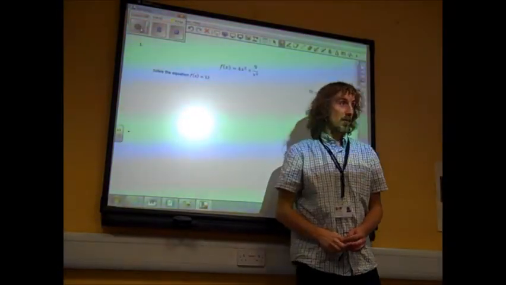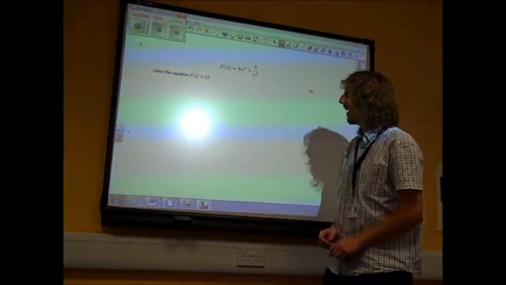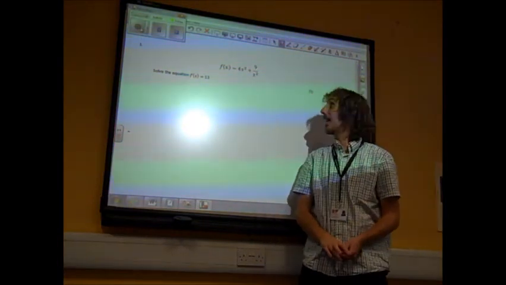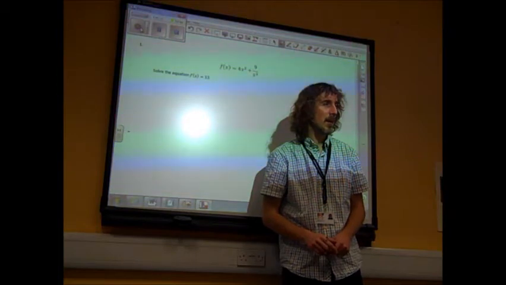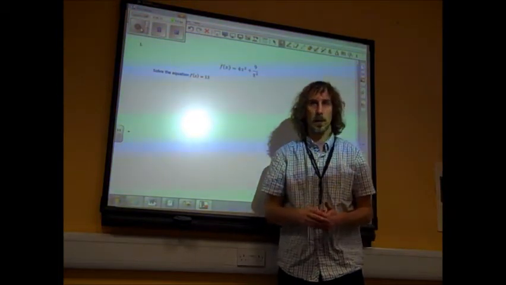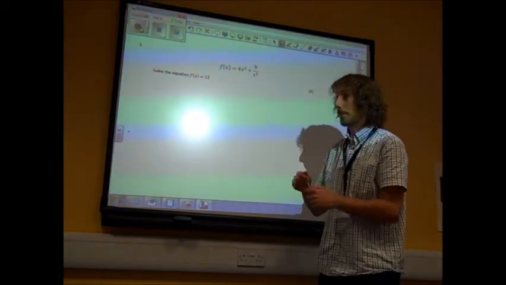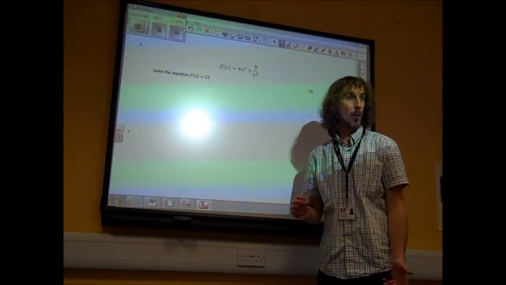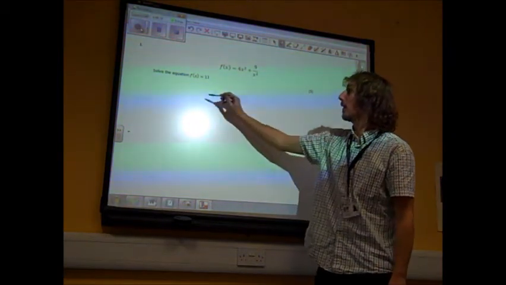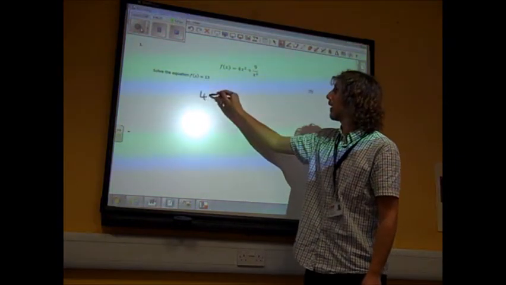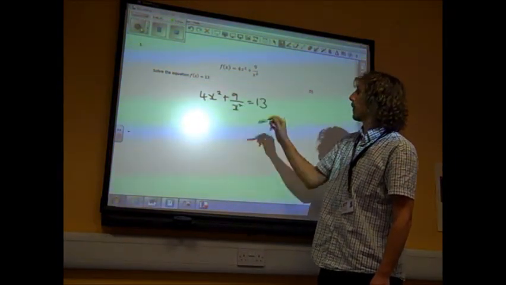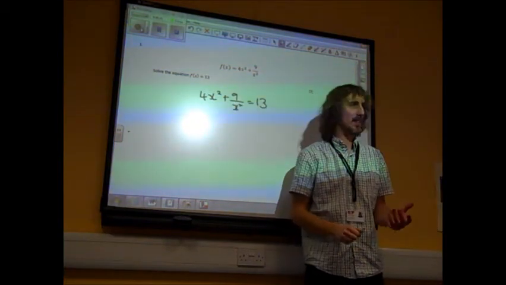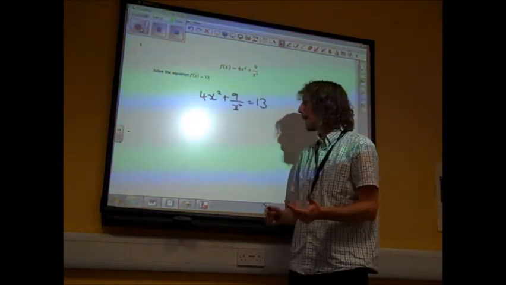So the first question on the homework this week was, f of x is 4x squared plus 9 over x squared. Solve the equation f of x is 13. The language to start with here is a kind of a problem to get over, but all it means is it's an awkward and irritating way of saying 4x squared plus 9 over x squared equals 13. That's all that's going on. It's just trying to get you to that point to start with.